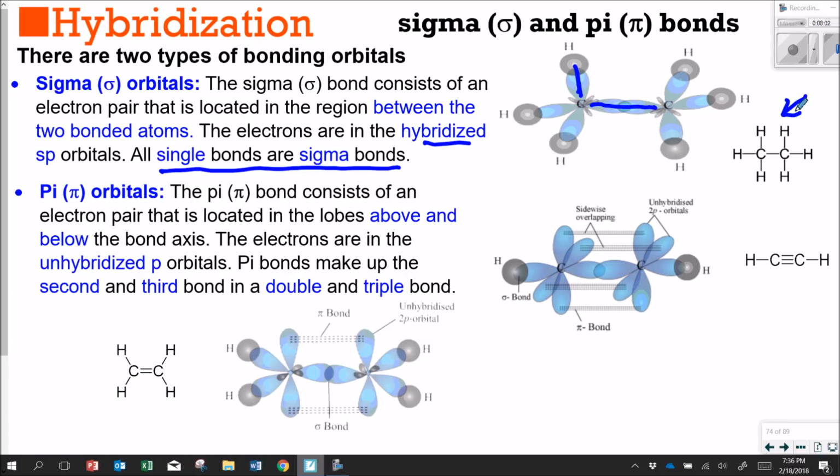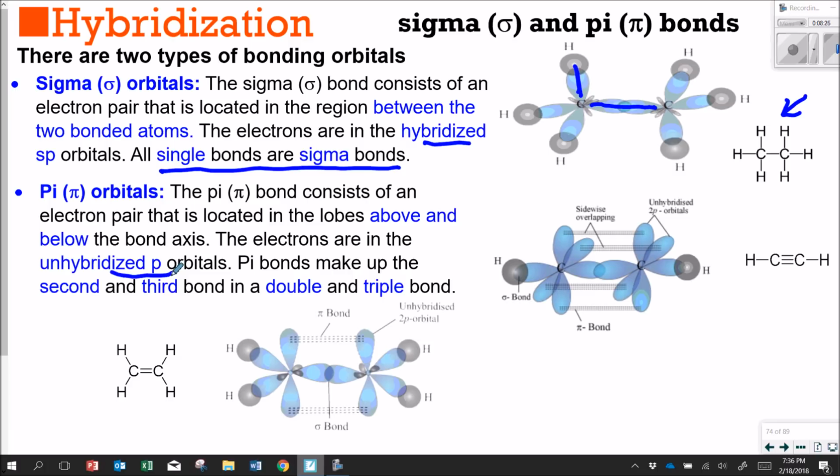Pi orbitals. The pi bond consists of an electron pair that is located in the lobes above and below the bond axis. The electrons are in the unhybridized p orbitals we talked about earlier. So pi bonds make up the second and third bond in a double and a triple bond.